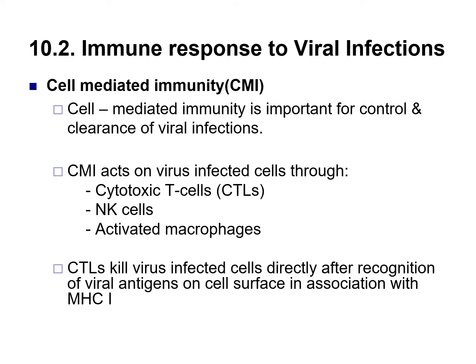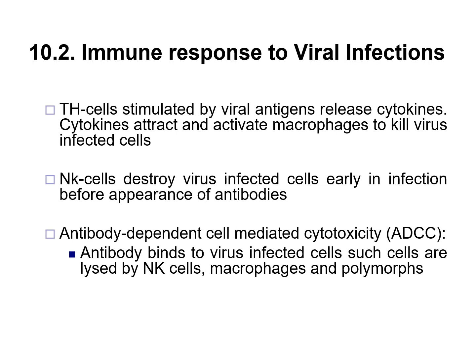These CTLs or cytotoxic T cells can kill virus-infected cells by directly recognizing the viral antigen on the cell surface in association with MHC1. T helper cells can also be activated in the presence of the viral antigens and can release cytokines. The cytokines can attract and activate the macrophages to kill the virus-infected cells. NK cells can destroy the virus-infected cells during the early stages of infection, even before the appearance of antibodies.